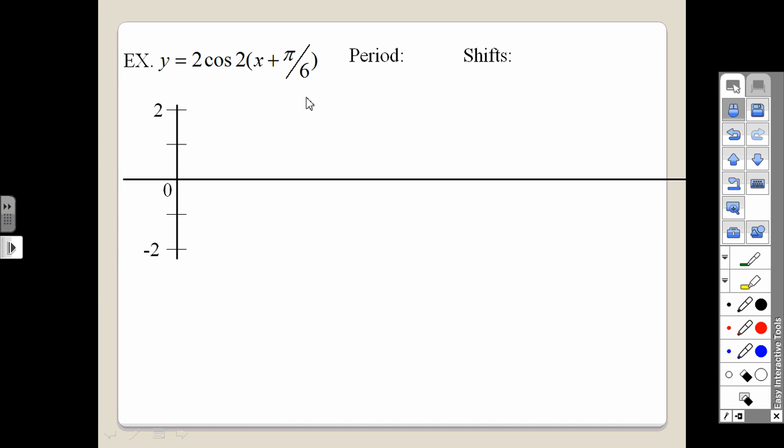Okay, so first of all, our period, since we have a 2 in front here, is going to be 2 pi divided by 2, so that's pi. And then the phase shift, we're going to move pi over 6 units, or radians, to the left. Okay, so first of all, since our period is pi, I'm going to put pi right there, and then that means I have to break up this space into 4 equal parts. So there's pi over 2, pi over 4, and 3 pi over 4.